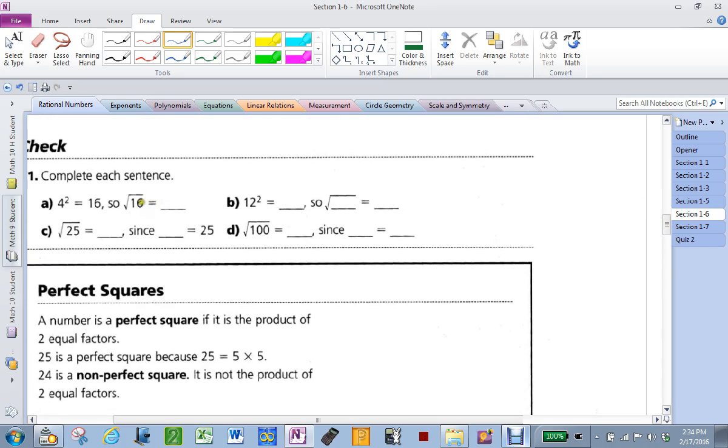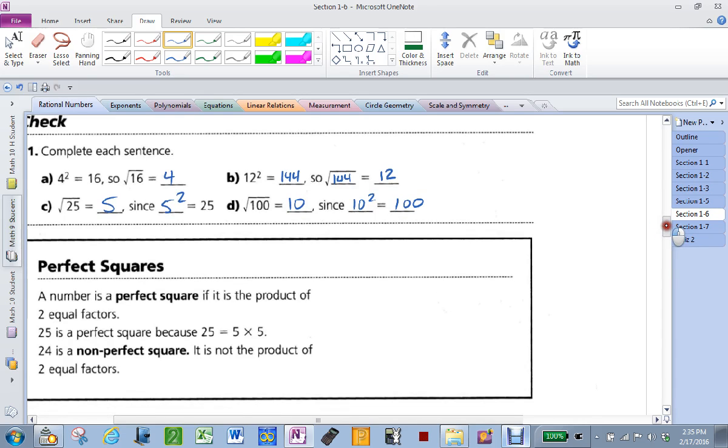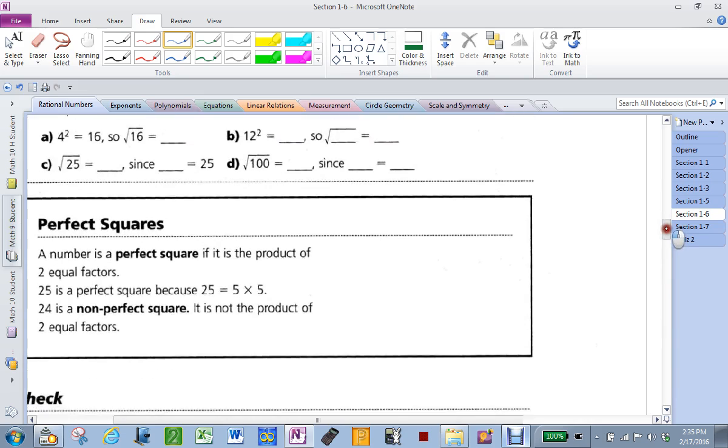Complete each sentence. 4 squared is 16, so the square root of 16 is 4. 12 squared is 144, so the root of 144 is 12. Square root of 25 is 5, because 5 squared is 25. And the square root of 100 is 10, because 10 squared is 100. Good? I will pause for a second, James, so you can check it. And that will erase what we just did.